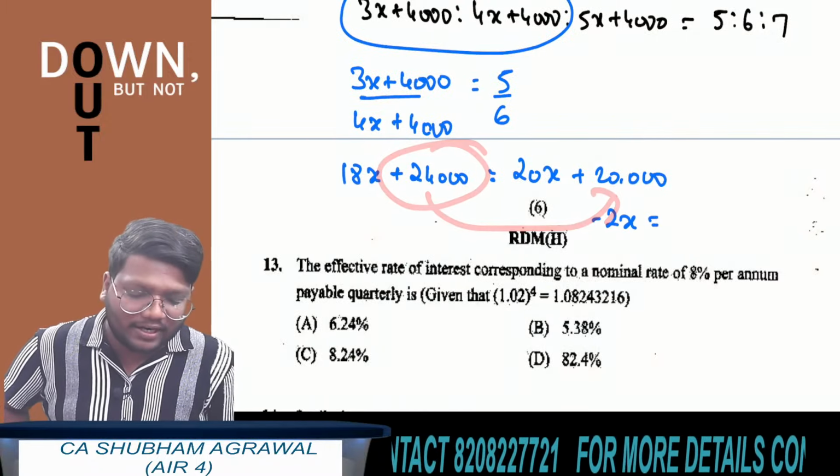What they have asked in question, how much amount did B get as variable incentive? Variable incentive of person B is what? 4x. And what is the value of x? 2,000. So 4 multiplied by 2,000 is what? 8,000. Which option is correct? Option D. Option D is the correct answer.